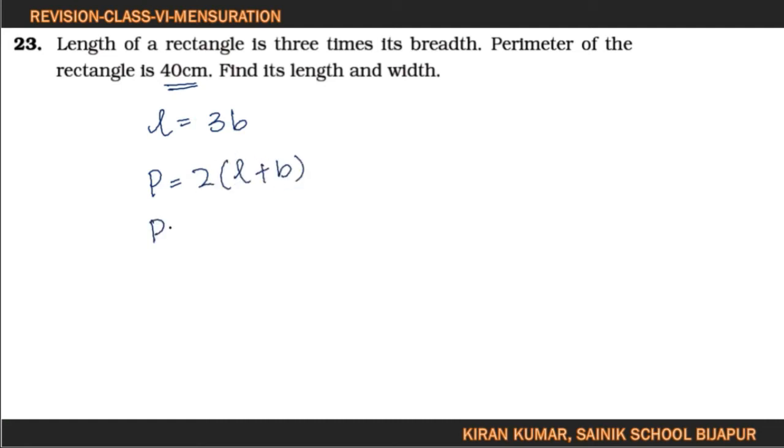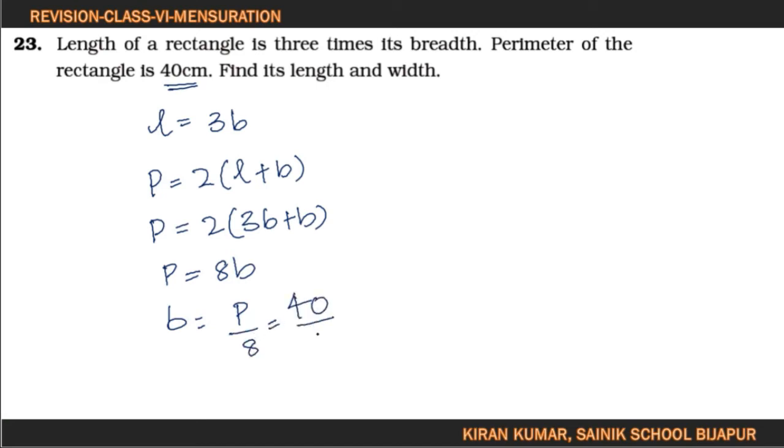So perimeter is 2 times (3b plus b). 3b plus b is 4b. So the perimeter will become equal to 8 times b. So b will be equal to perimeter by 8. They have given it as 40. 40 by 8, we get 5 centimeters. So the breadth is 5 centimeters.